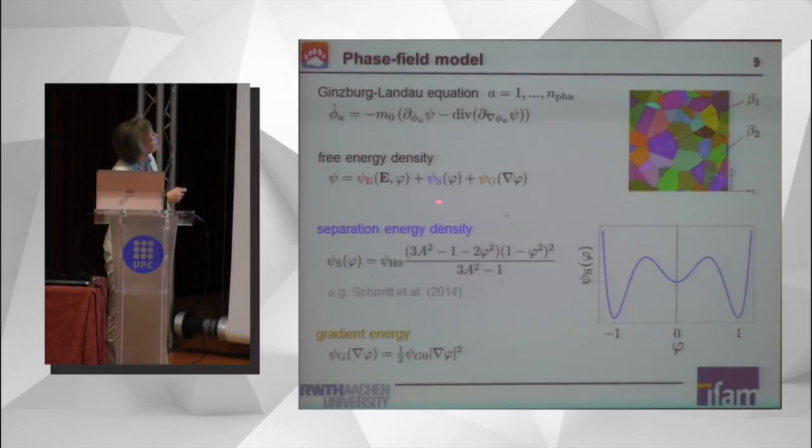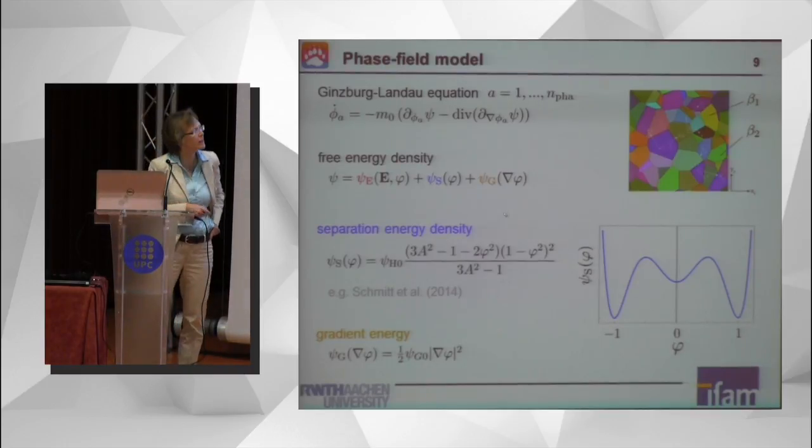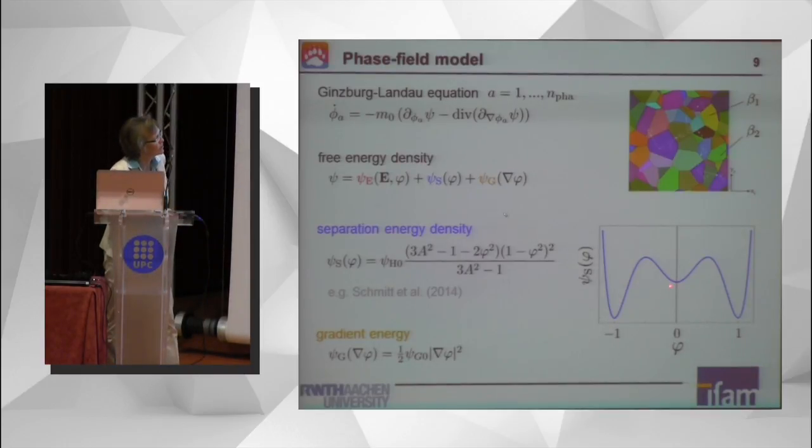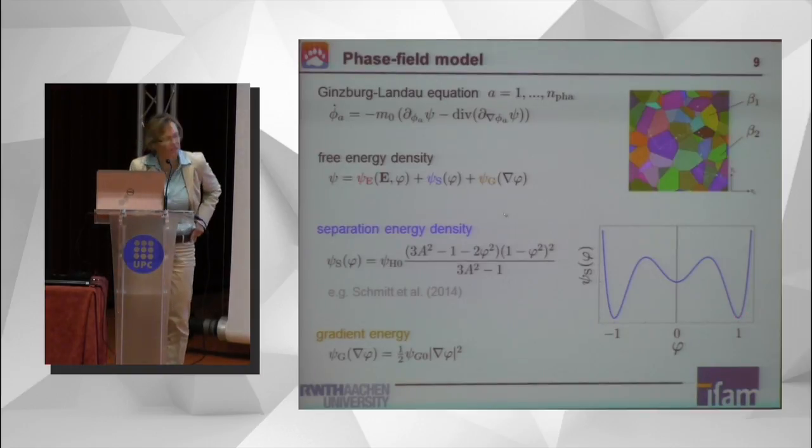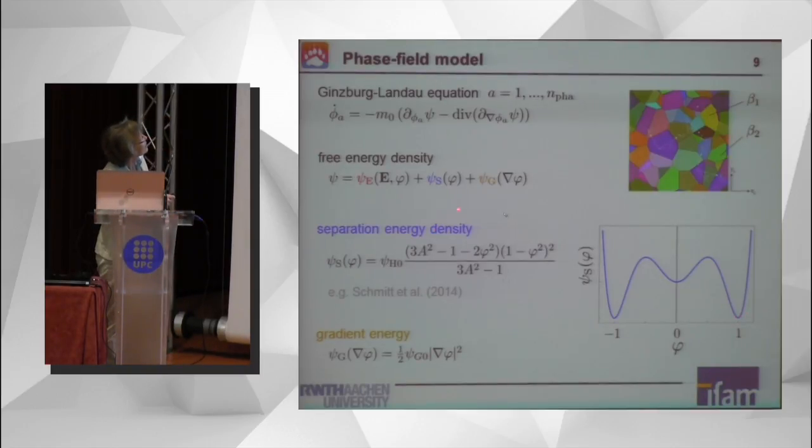So we have here the homogeneous part called here separation energy density, which we take out of the literature from Schmidt, Müller and others. You see here now the 3 local minima of it. -1 means the second martensite variant, phi equal to 0 is austenite, and phi equal to 1 is the first martensite variant. And then we have here as standard the gradient energy term.